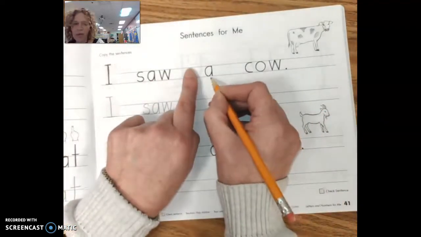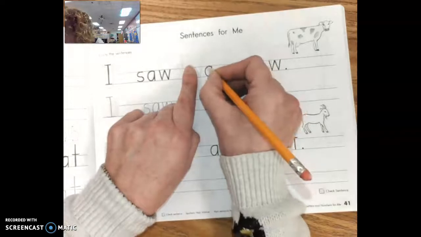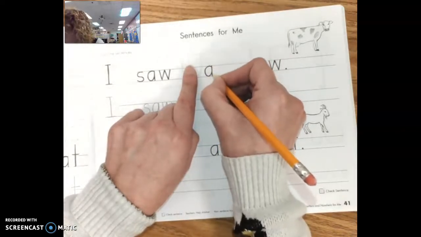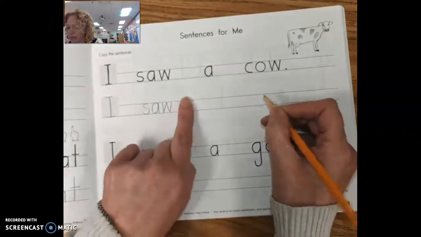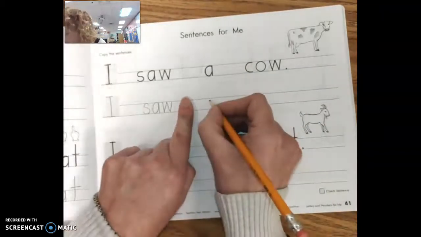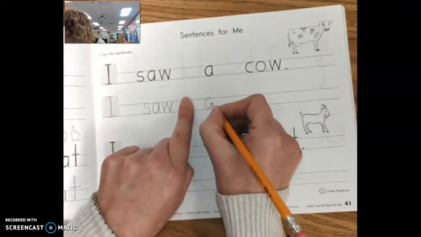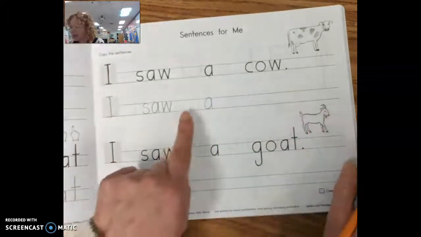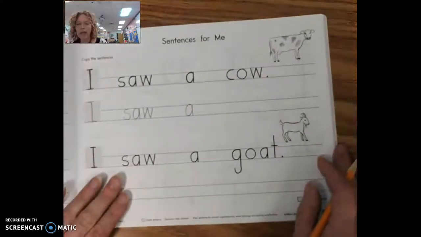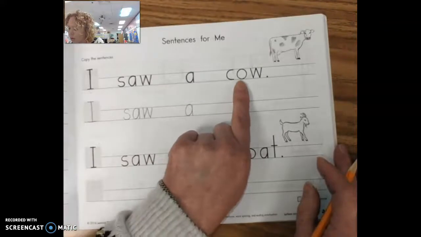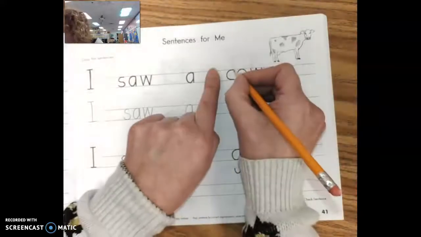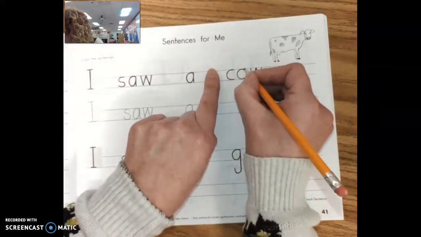Now we're going to write the word A here, so I'm going to trace it. And now I'm going to do the same here. Again, put my finger here so I have a space. Do you see how I did that? Space here, space up here. Now I'm going to write the word cow, or trace it. So I've got to put my finger here so I remember there's a space.